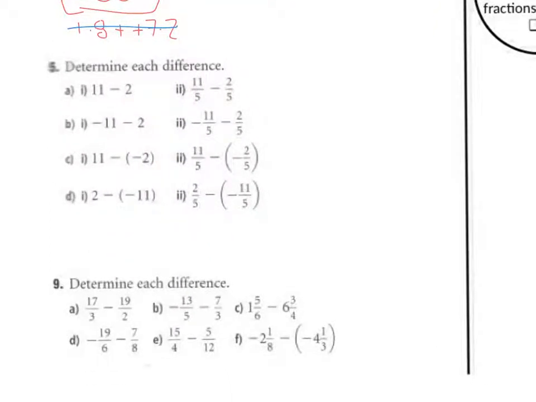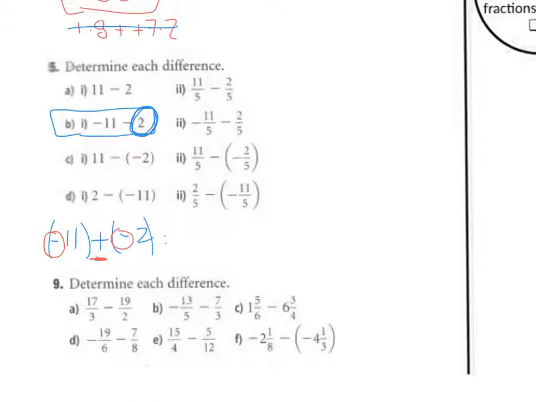Okay, number 5. So number 5, we're dealing again with positive and negative numbers. I would rewrite that as an addition statement. Minus 11 plus a negative 2, because there's no sign here, so we assume it's positive. You don't need brackets, but I like putting them in. The rule states when I'm adding and the signs are the same, I keep the sign and I add the two numbers.